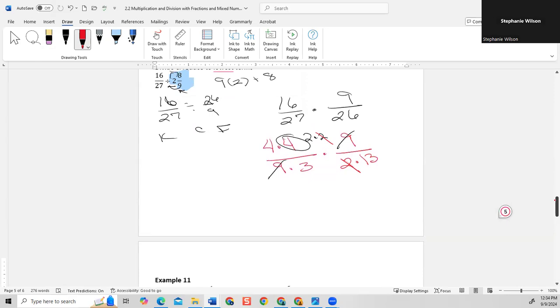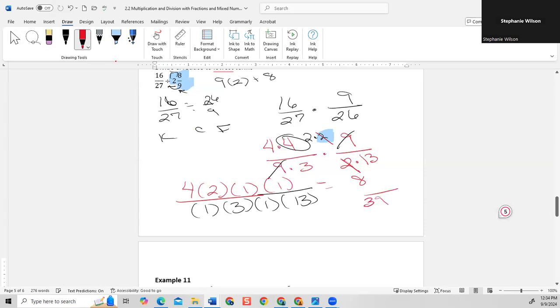So now I'm going to rewrite it. 4 times 2 times 1 over 1 times 3 times 1 times 13. This 2 here became a 1, so you can write that here too as well. 4 times 2 is 8. 3 times 13 is 39. That's a proper fraction, so we're not going to rewrite that. That's division of fractions.